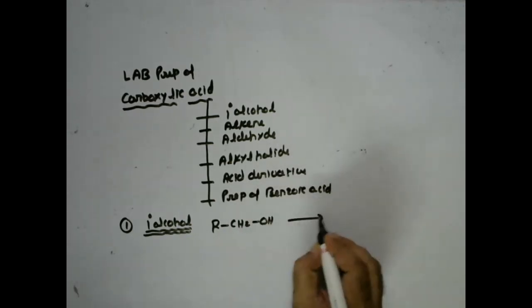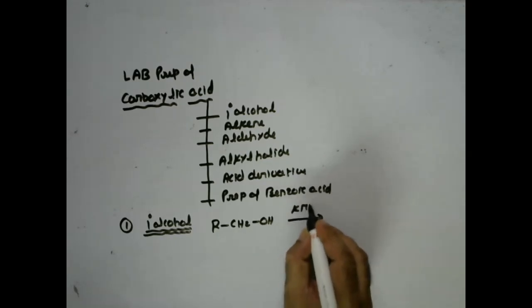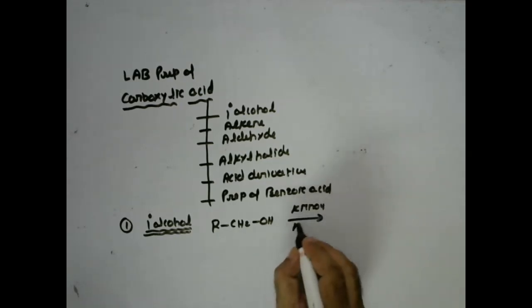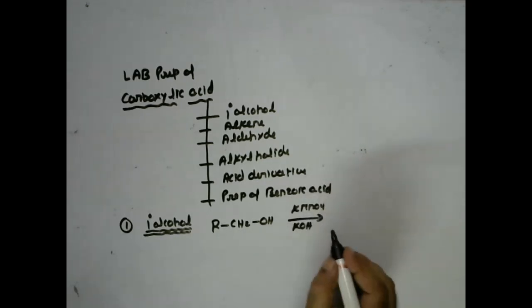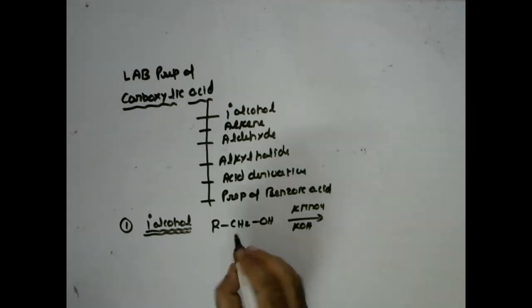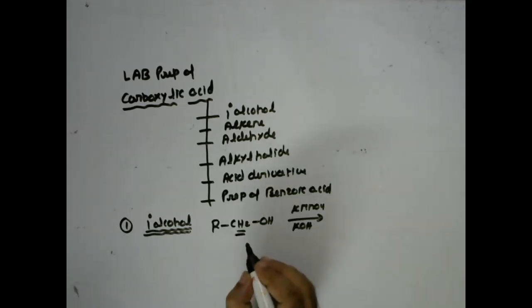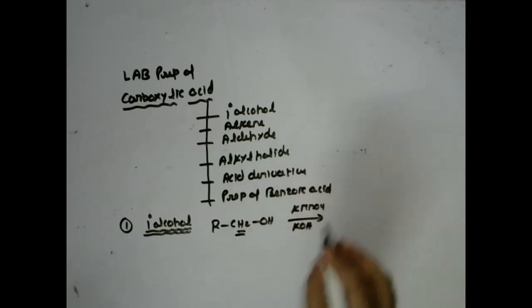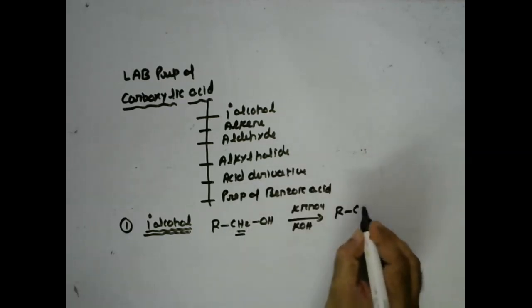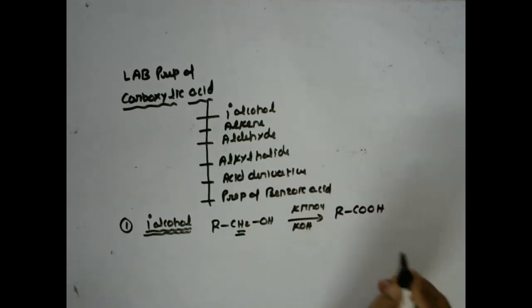We are reacting with KMnO4. We can use basic medium, like we can work in KOH. Now what is going to happen? What is oxidation? Removal of hydrogen and addition of oxygen. So we'll remove 2 hydrogen and put oxygen. So we're going to get the corresponding carboxylic acid.